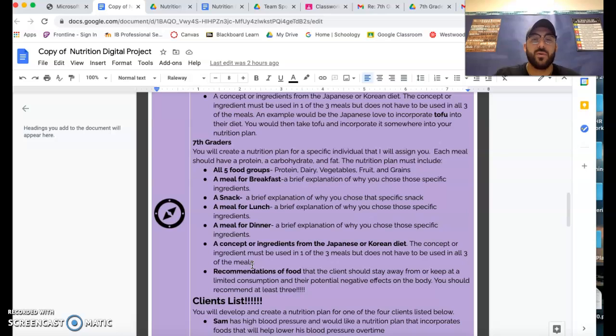Seventh graders, again, you guys are doing pretty much the same thing, but your additions are you have to add a snack, which can be distributed anytime. That could be between breakfast and lunch, or between lunch and dinner, or even after dinner, wherever you think it's necessary. You also have to, of course, the same as the sixth graders, incorporate that concept or ingredient from the Japanese and Korean diet. And then that add-on is the recommendations of food that you think the client should stay away from or limit, and the negative effects on the body. You need to recommend at least three. So if you think they need to stay away from donuts, soda, and cake, then go ahead and list those three and then why they should stay away from those particular things.